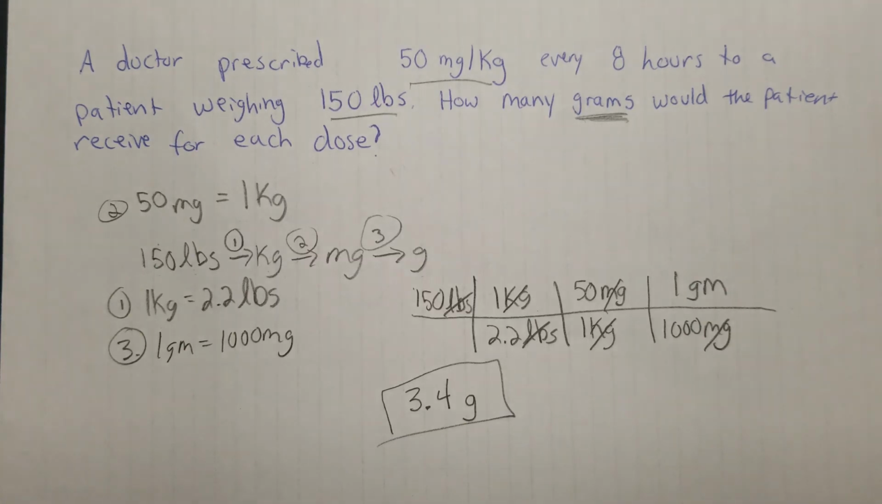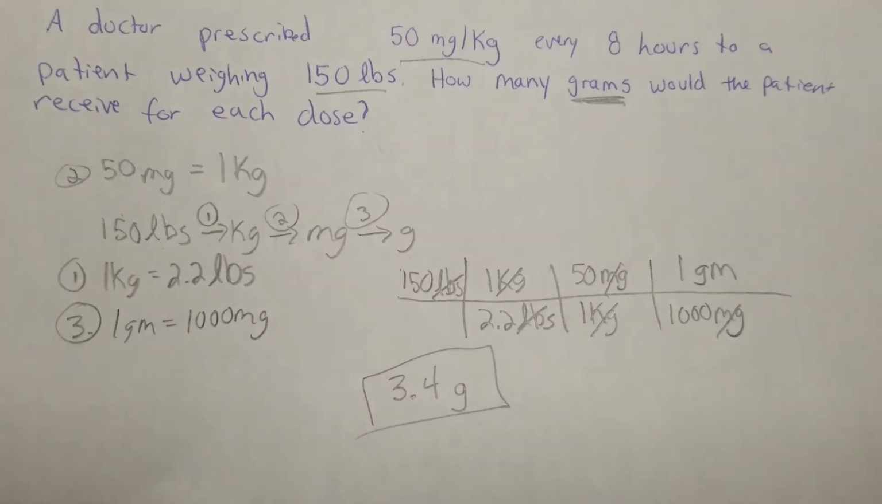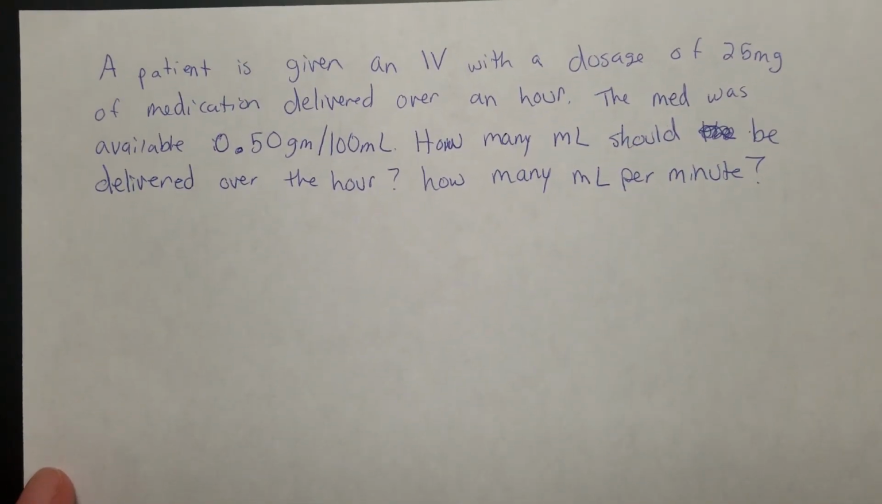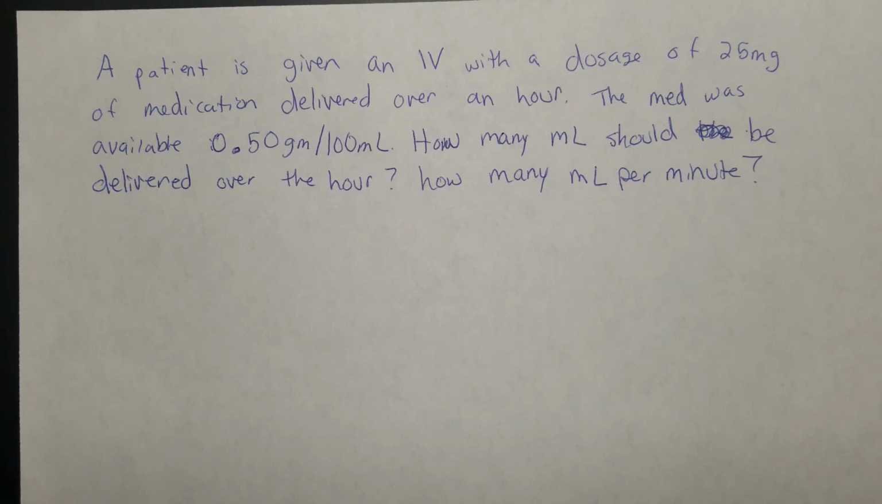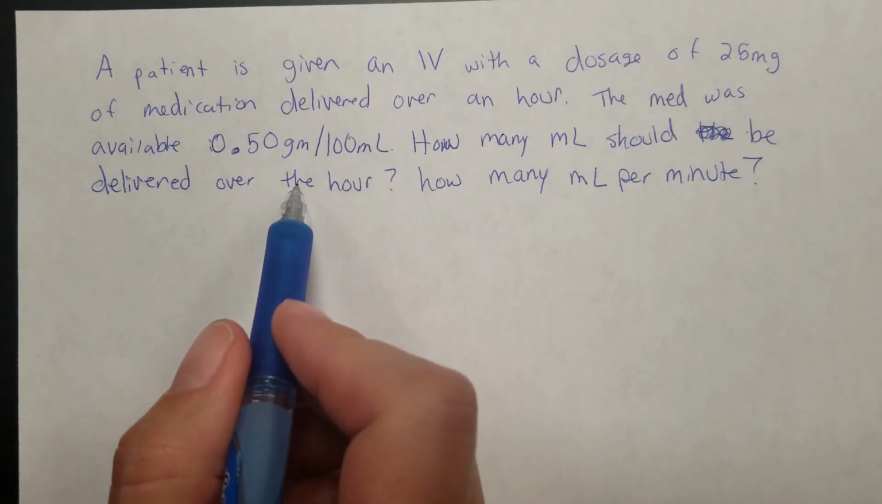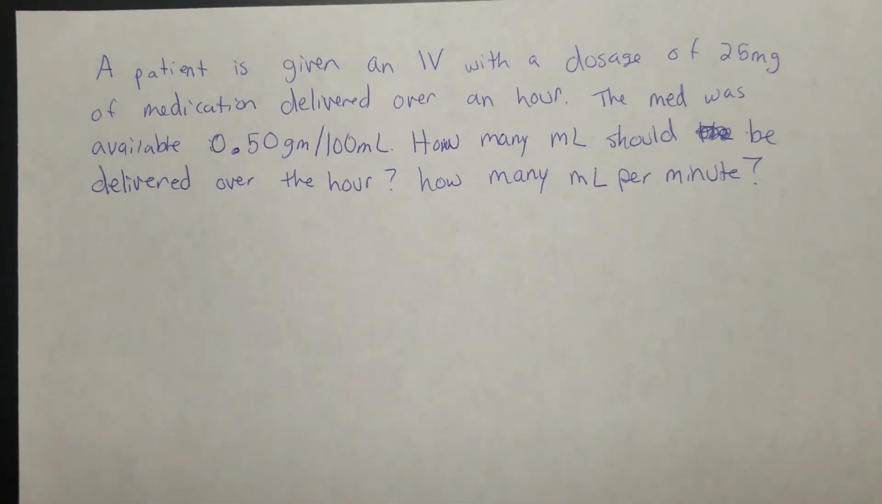All right, let's look at another one. So here we have a patient who is given an IV with a dosage of 25 milligrams of medication delivered over an hour. The med was available in this dosage. How many milliliters should be delivered over the hour, and how many per minute? Okay, so two different questions we've got to answer. Let's just start by identifying the information given. Let's make our list, make a plan.